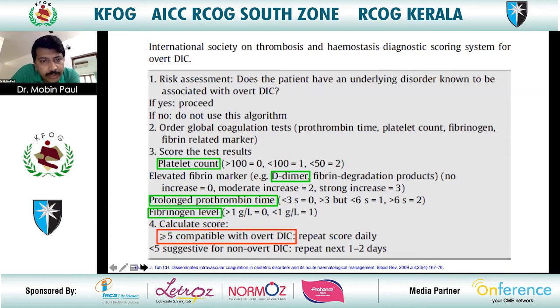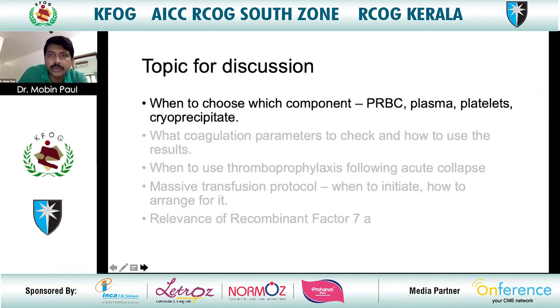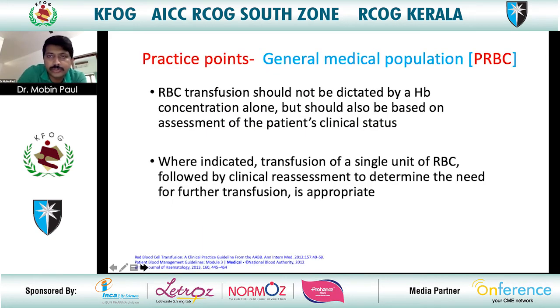If it is more than 5, it's compatible with over DIC, and you can use it to cycle on a day-to-day basis. So what component to be chosen for this? Practice point for general medical population: it should not be dictated on Hb concentration alone. You need to look at the patient's clinical status.